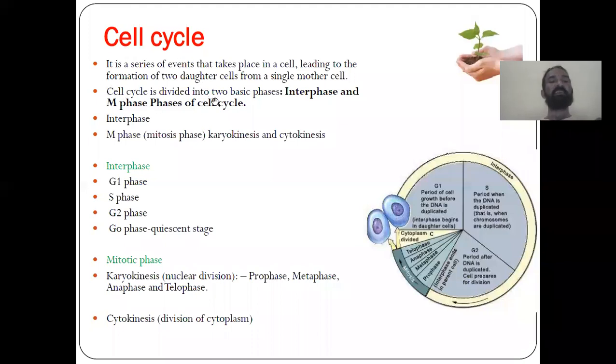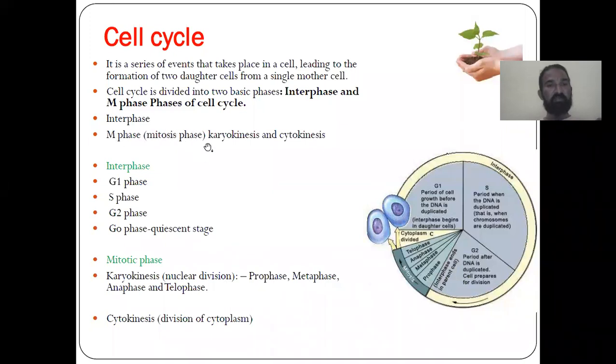The cell cycle is mainly divided into two basic phases. The first one is interphase and the second one is the M phase. Just look at this cycle. There are two phases: interphase and the M phase, which is also called the mitosis phase. So M phase means mitosis phase. These are the two phases present in the cell cycle.